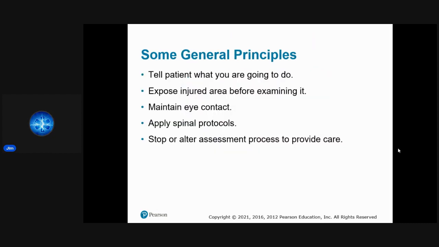Some general principles. Tell the patient what you're doing, right? We're going to explain to them what we're going to do. Expose the injured area before examining it, maintain eye contact, apply spinal precautions, and stop or alter the assessment process to provide care. That means if we find a life-threatening injury, we're going to stop and fix that before we move on with the assessment.